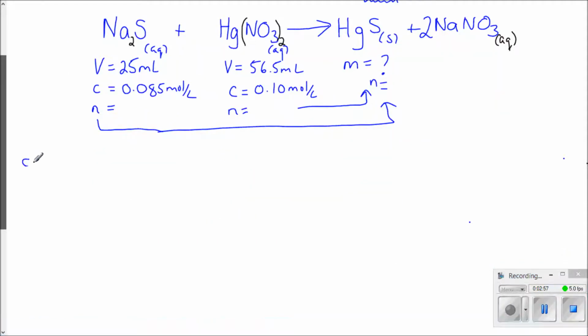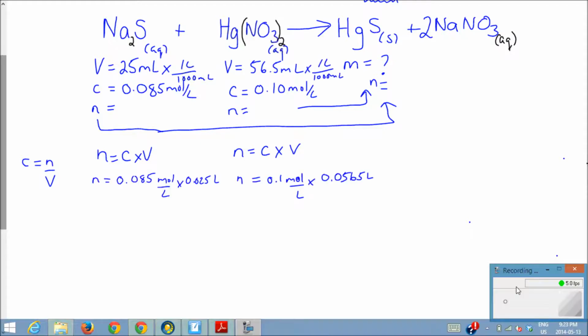Now recall that C equals n over V, so therefore n equals C times V. So n equals C times V, so therefore we are also going to remember that we need to change our units of volume to liters. So we're going to multiply each one of these by 1 liter over 1,000 milliliters.